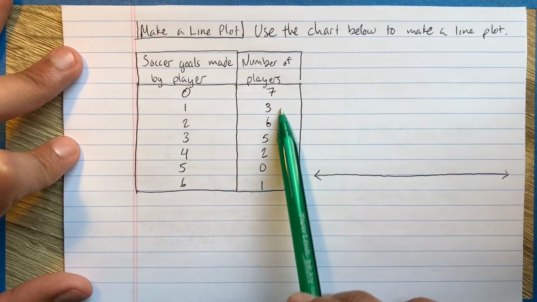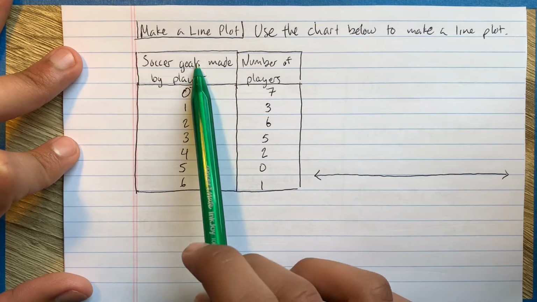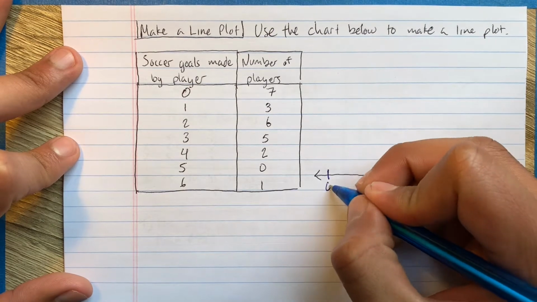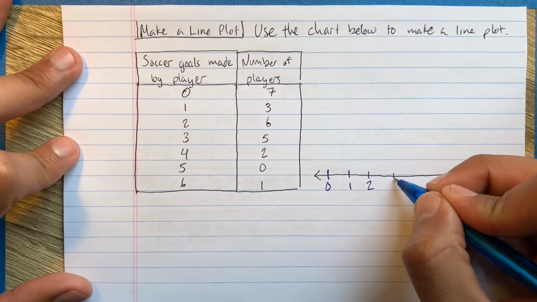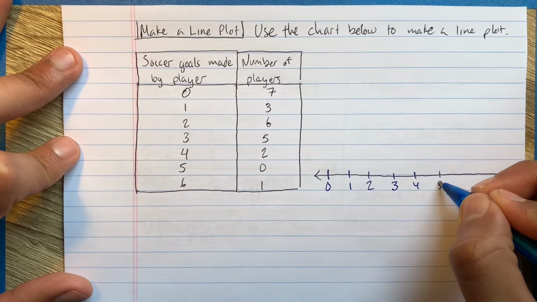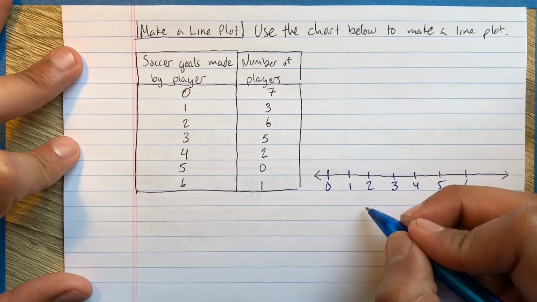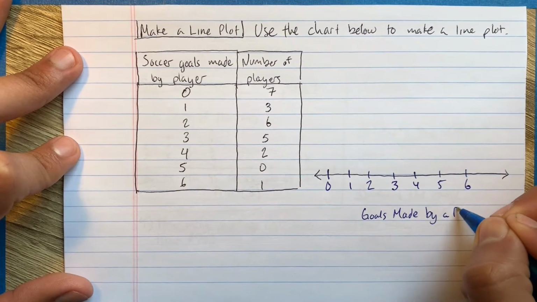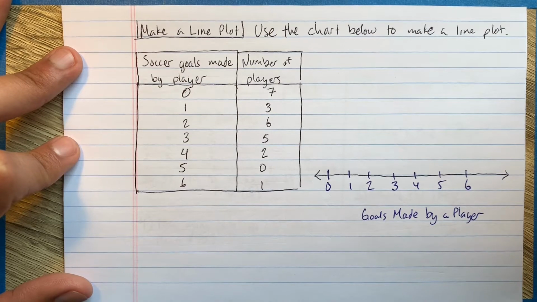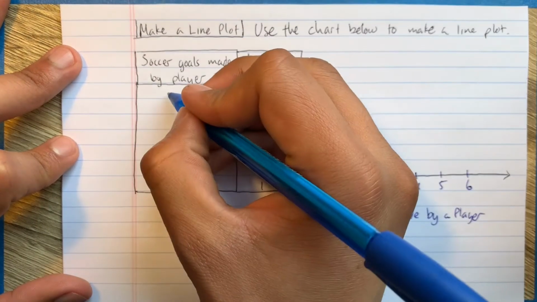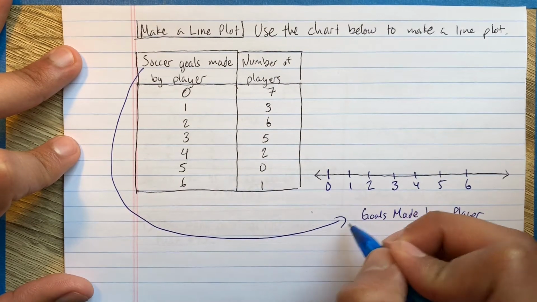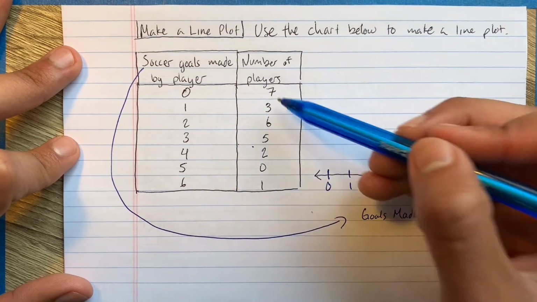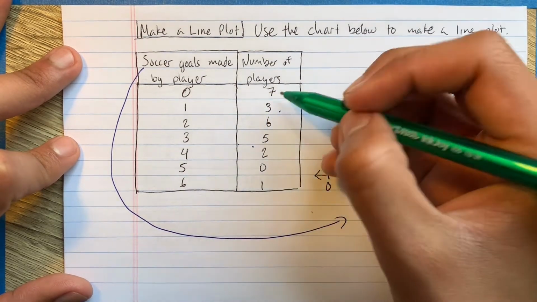To visualize how many players made each number of goals, the goals are going to go along my axis. So I'm going to mark it as 0, 1, 2, 3, 4, 5, and 6. And these are the goals made by a player. Remember the left column, my goals, are going to be the bottom of this. And now I'm going to draw an X for every number that shows up here.